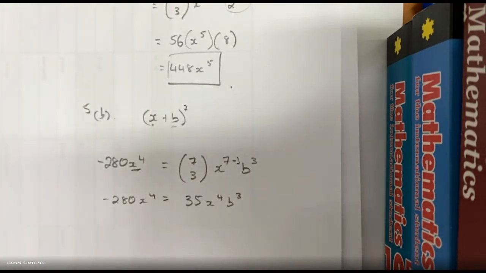How do I isolate b cubed? Anyone get an answer for this? Perhaps you can type it in the chat.